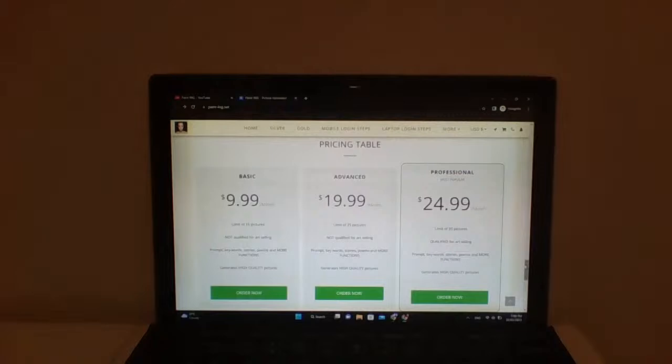Unfortunately, you're not qualified for art selling. That means you can't sell your artworks and your pictures in our online art selling store. The functions include prompt, keywords, stories, poems, and more. For the basic plan, we generate high quality pictures.